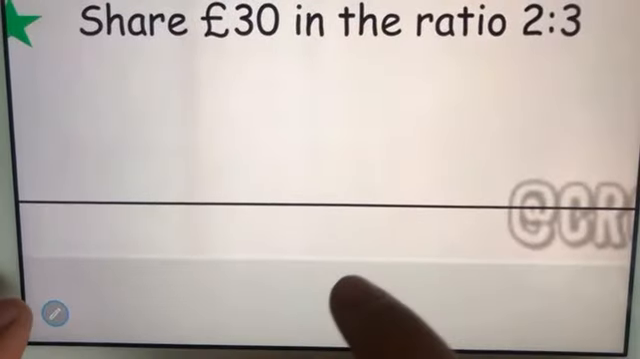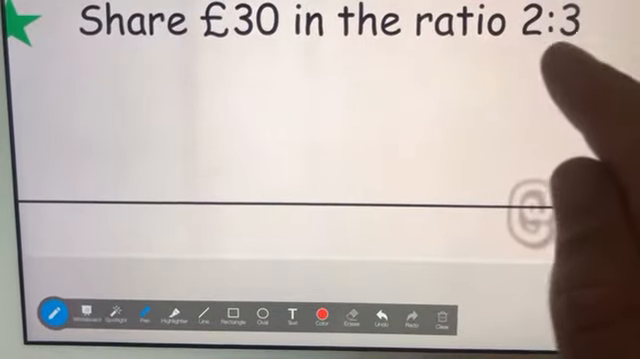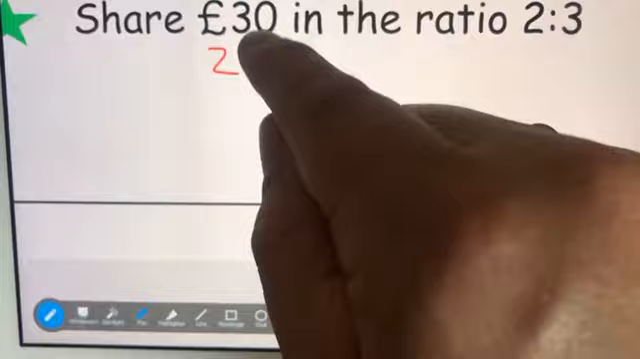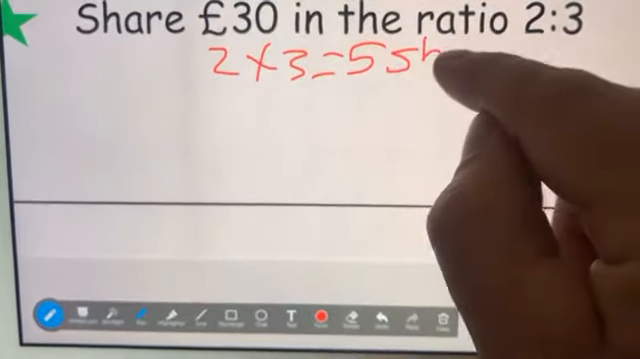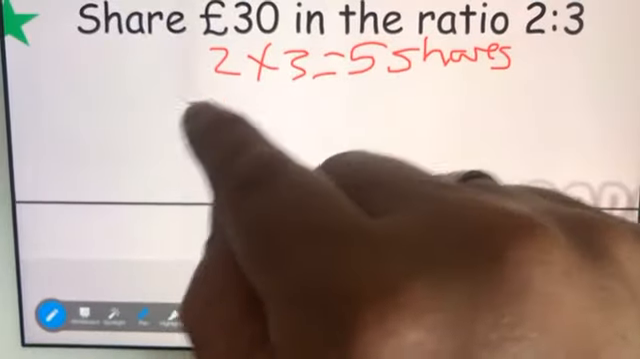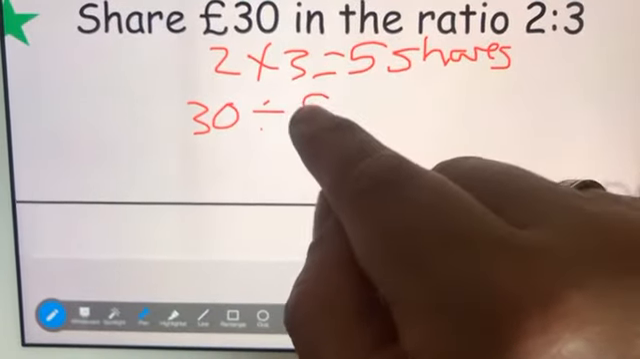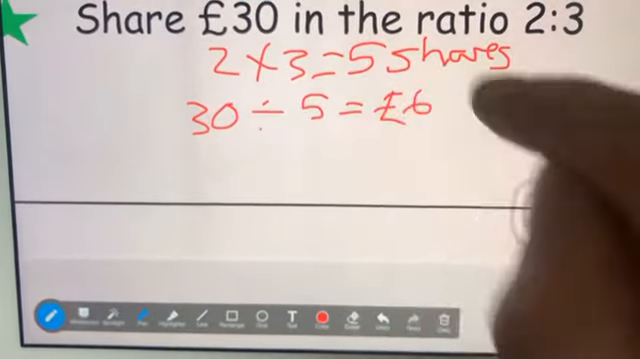Share £30, the ratio 2 to 3. Okay, I've got to add my bits up first. So 2 plus 3 equals 5 shares. So altogether there's 5 shares. There's £30, so I'm going to do £30 divided by 5. Gives me an answer of £6 per share.